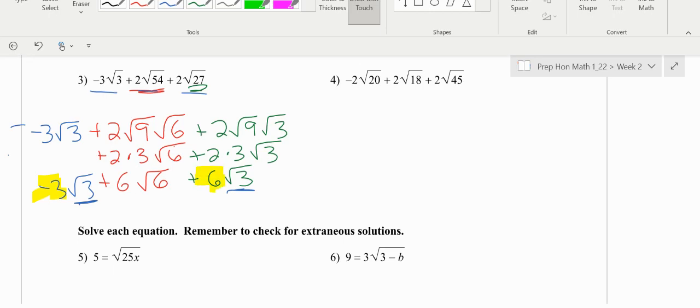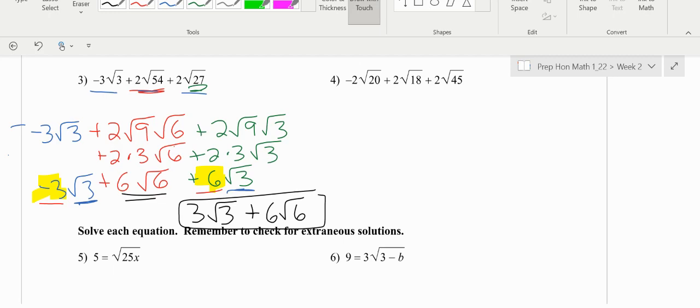So when we go ahead and do that, negative 3 plus 6, I'm going to get 3 radical 3, and then I'm going to bring down the 6 root 6. And that would be my final answer. So we had to simplify all the terms first and then combine like terms.